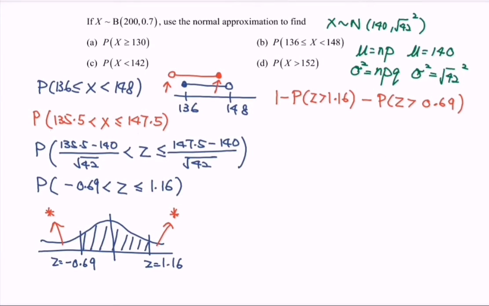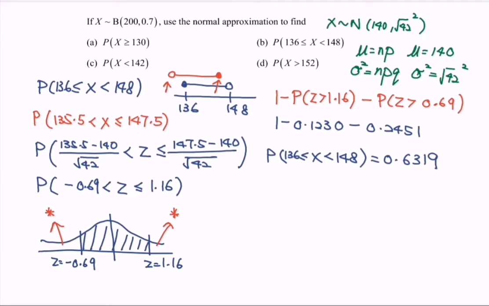So here we have 1 minus the probability that z is greater than 1.16, which is 0.1230, minus the probability that z is greater than 0.69, which is 0.2451. So kindly simplify the situation and we will have the probability that x is greater than or equal to 136 and less than 148. The probability will be 0.6319.